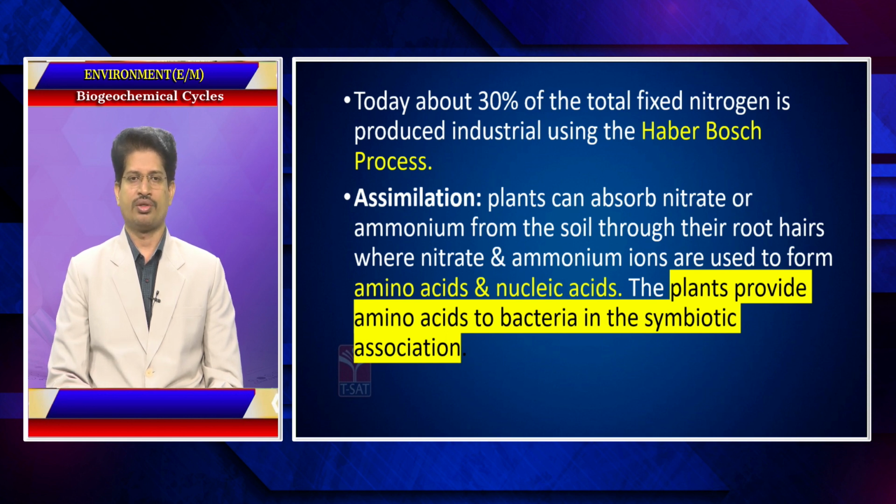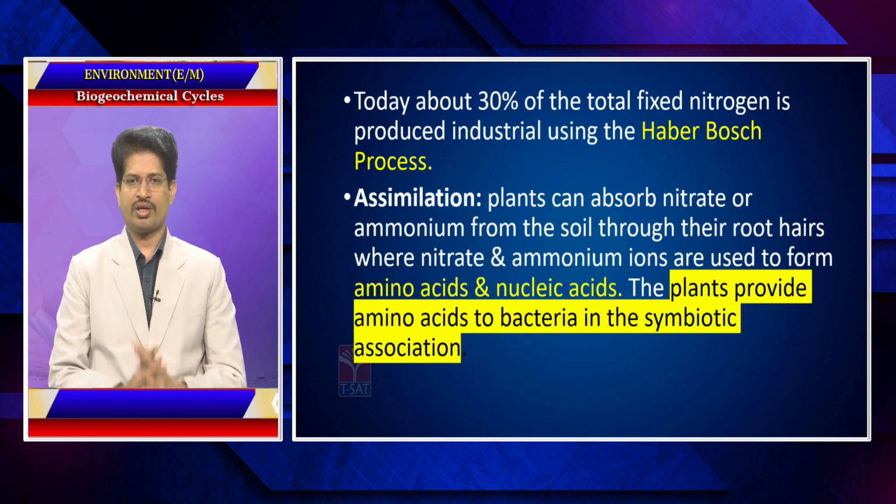Next is assimilation. Plants can absorb nitrate or ammonia from the soil through their root hairs, where nitrate and ammonia ions are used to form amino acids and nucleic acids. So, amino acids are the basic building blocks to manufacture protein.